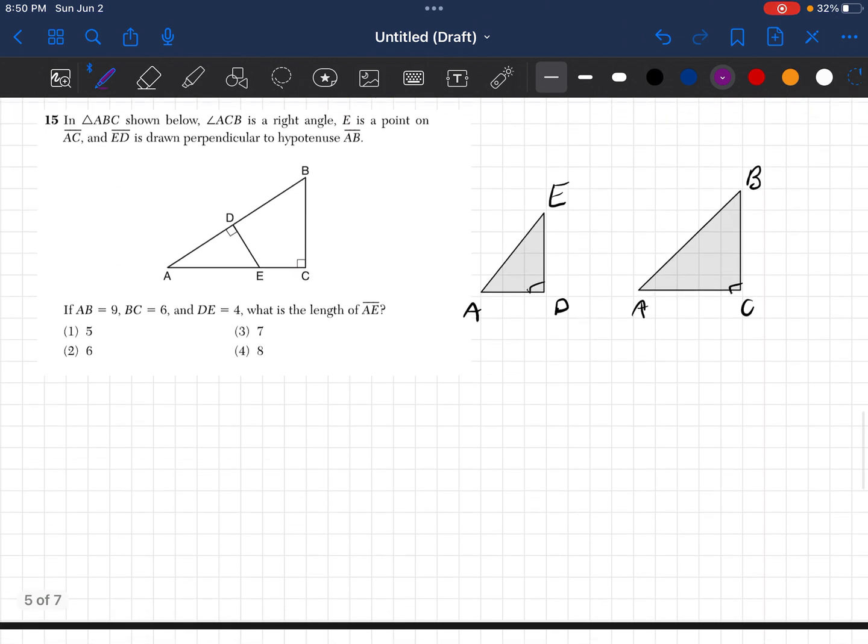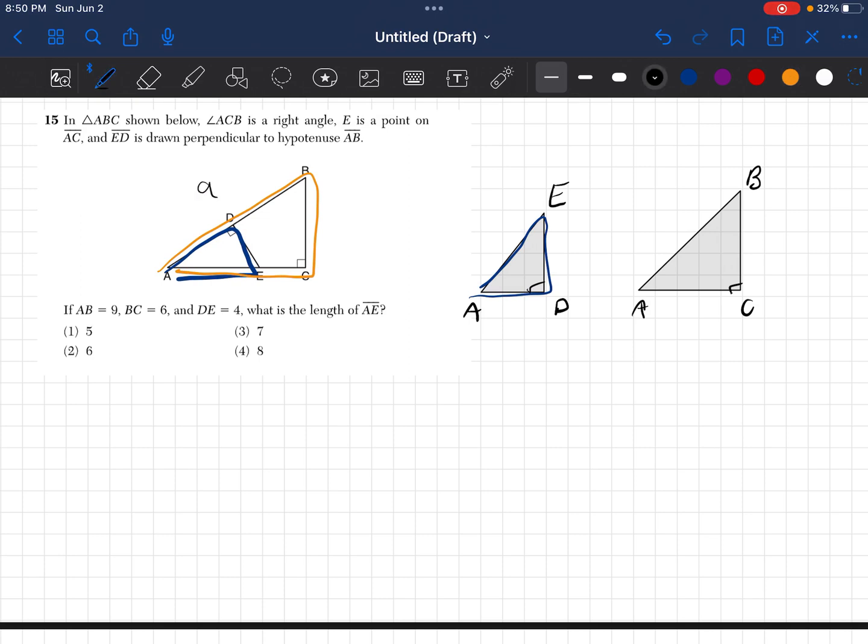Now we can use that same idea with question number 15, because there is a right triangle inside of a larger right triangle. I know that these two must be similar. So go ahead and pause the video, see if you can work this one out on your own. So I have ADE, which is the triangle that I'm going to flip around, and then I have the larger right triangle, ABC.